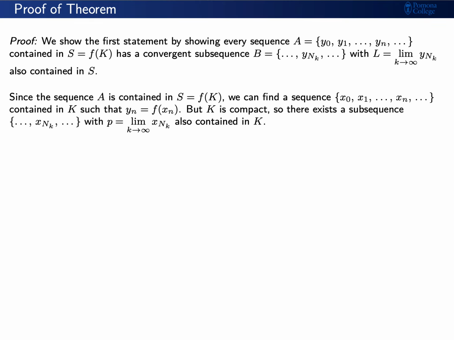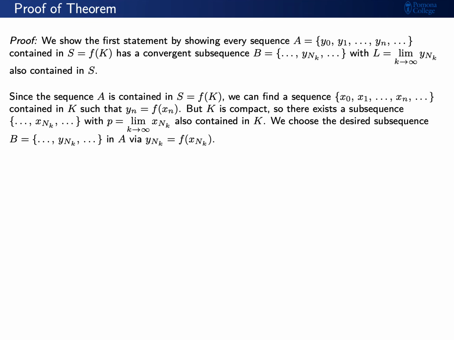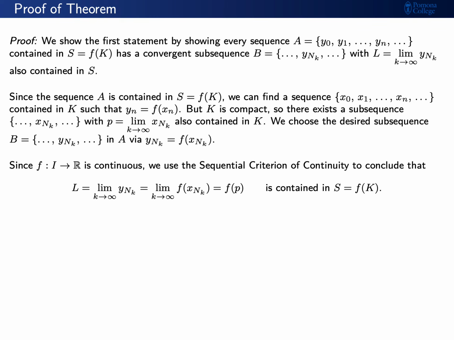But capital K is compact, so there exists a subsequence x sub n sub k where its limit p is also contained in K. Let's choose capital B to be our desired subsequence in terms of y sub n sub k, where y sub n sub k is just equal to f of x sub n sub k. But now, since capital F is continuous, the sequential criteria for continuity shows that our limit L is f of p. But since p is contained in capital K, our limit L must be contained in S.